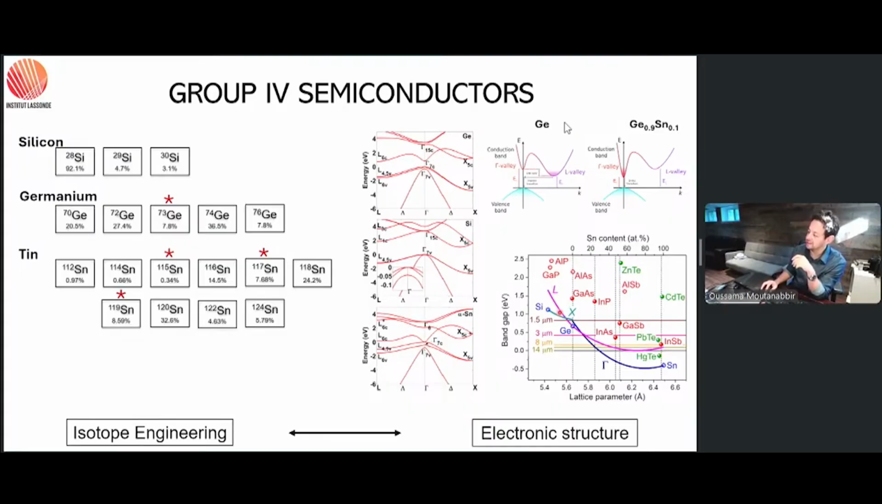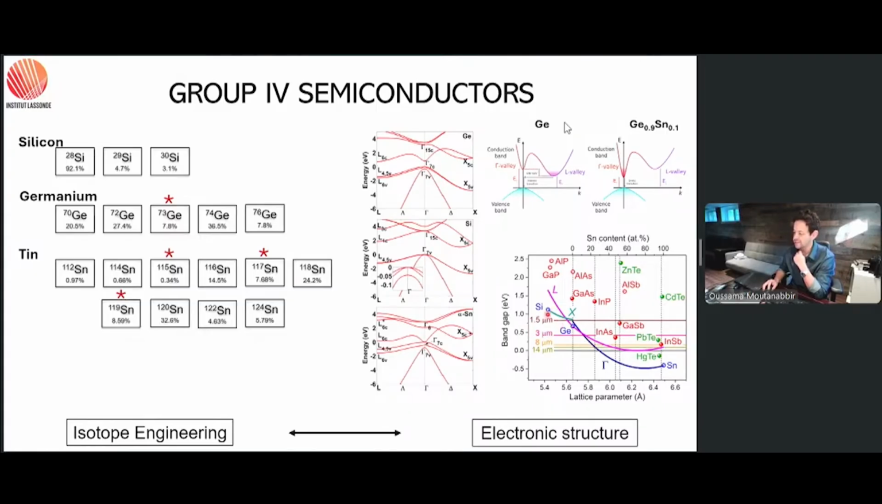And this figure gives you the entire landscape. On the top is the tin composition, and here you see germanium and how the L value drops as a function of tin content. You see that the gamma value drops much quicker, and there is a crossover close to 10%, between 6 to 10% depending on strain. The interesting thing here is that you can cover the entire infrared band by just tuning the composition and also strain, which I'm not showing here.